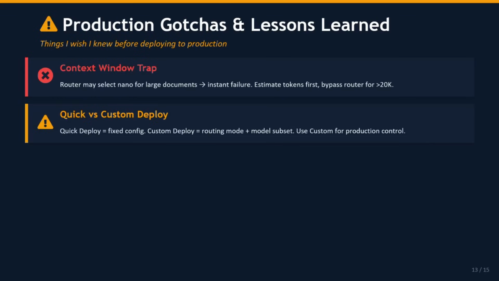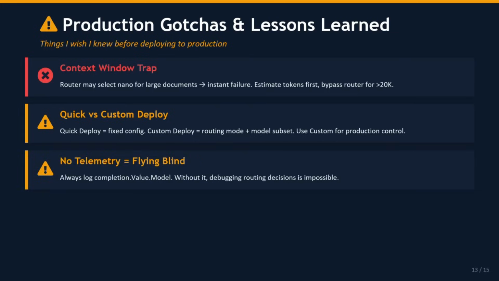Number two, quick vs custom deploy. Quick deploy gives you zero control, so fixed balance mode, all 18 models. If you want to choose your routing mode or exclude certain models, you need to use custom deploy. Number three, no telemetry, called flying blind. Always log completion.value.model, always, because we wasted 2 weeks debugging before adding this.